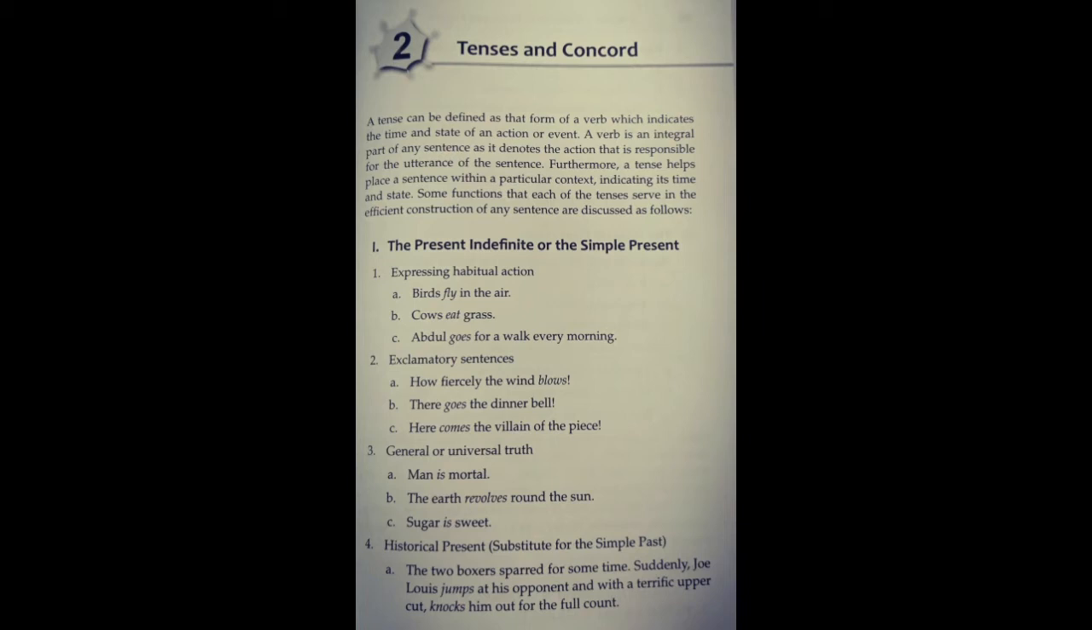The two boxers spared for some time. Suddenly Joe Louis jumps at his opponent and with a terrific uppercut knocks him out for the full count. So this was an action which is explained in historical sense, and it was being like a commentary which was used in simple present.